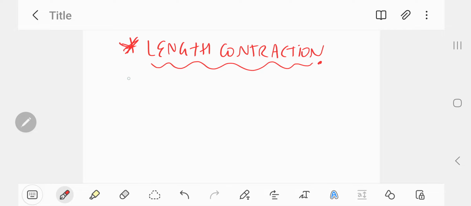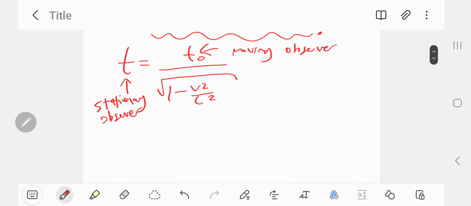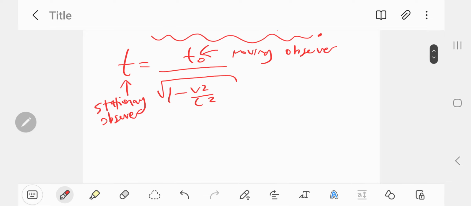The formula is quite simple. T is equal to T sub naught over the square root of 1 minus V squared over C squared, where T sub naught is the time measured according to the moving observer, and T is time as measured according to the stationary observer. Suppose you have an observer looking on and seeing someone else moving. This is the time as measured by the stationary observer.